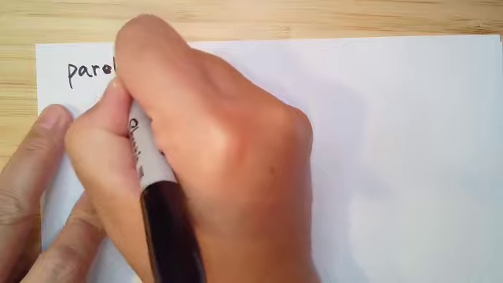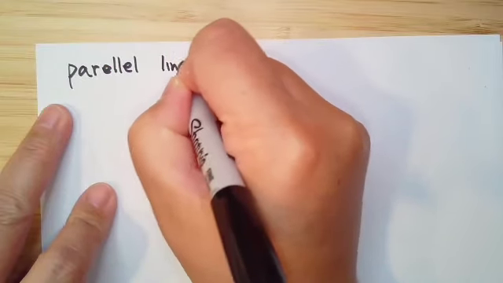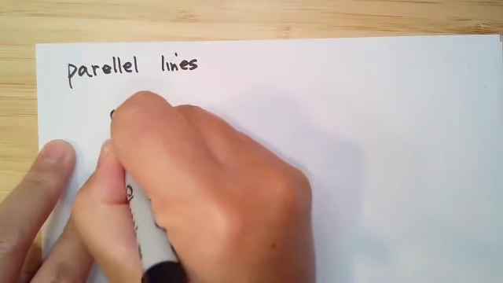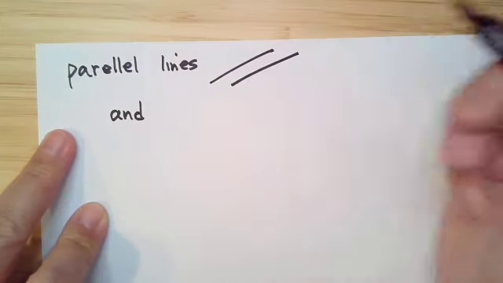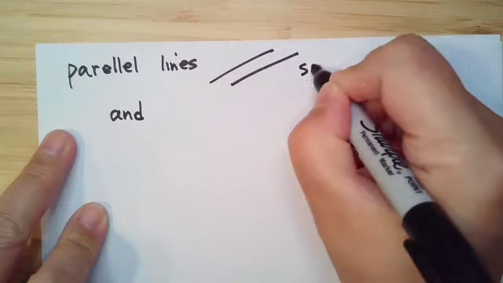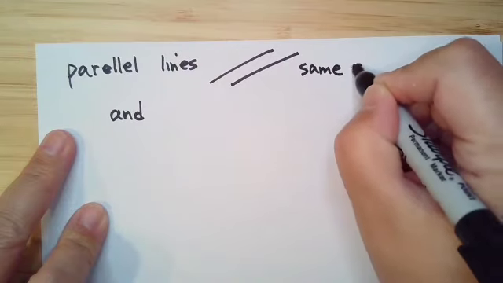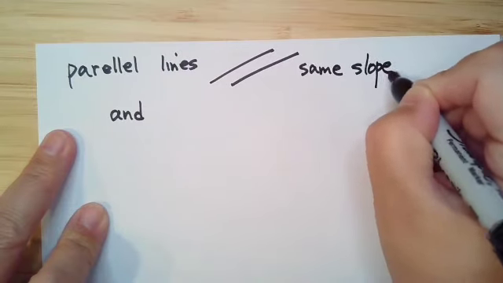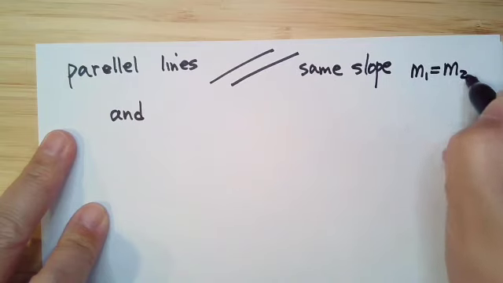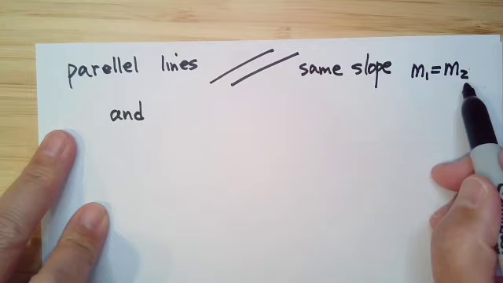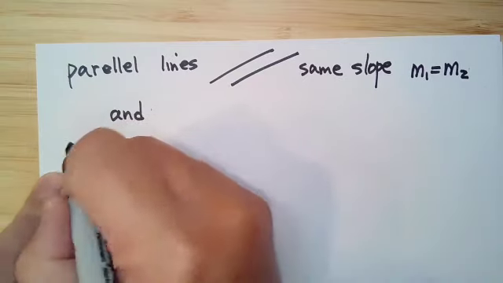We talked about this, parallel lines. Parallel lines. If two lines are parallel to each other, they have the same slope. Or I call this M1 equals M2. This is the slope of line 1, this is the slope of line 2, they're the same. What about the other one?